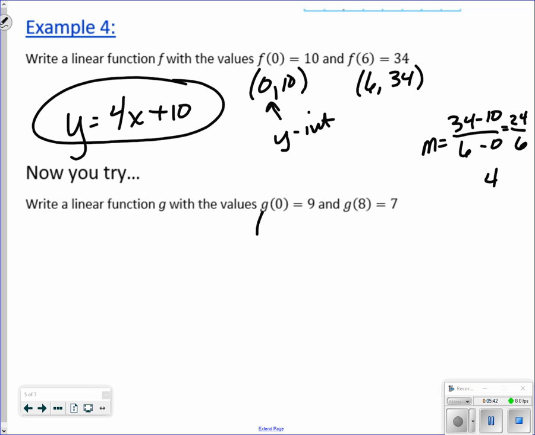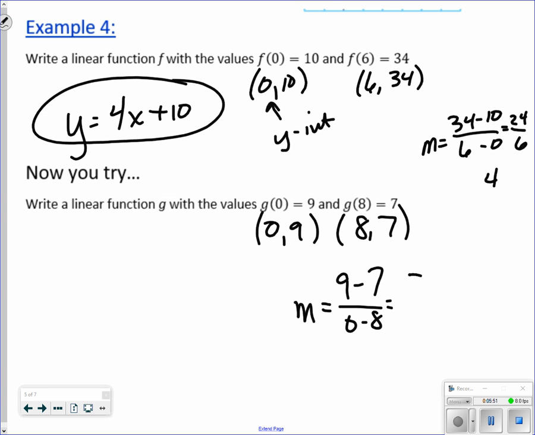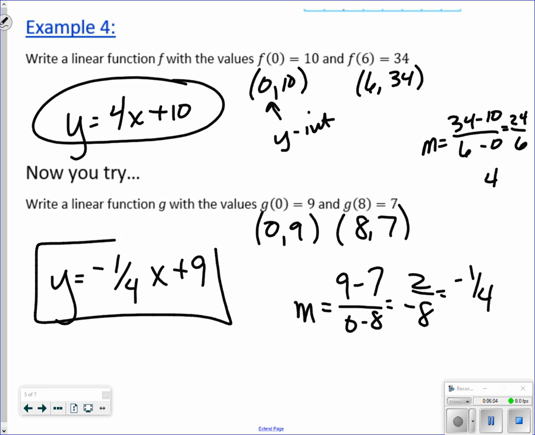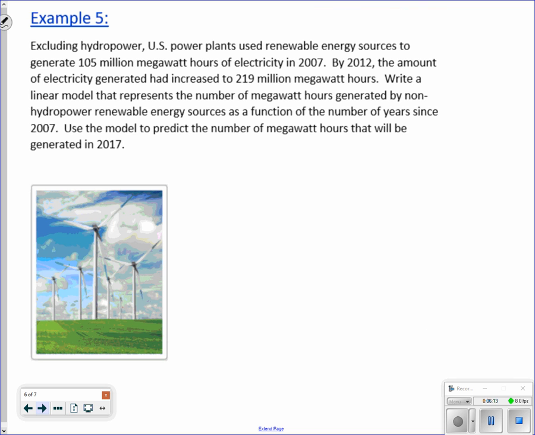All right, welcome back. This would be the point (0, 9). This would be the point (8, 7). So finding the slope, y minus y over x minus x, I get a slope of negative 1/4. Again, (0, 9) is the y-intercept, so I end up with y equals negative 1/4 x plus 9. Because again, y equals mx plus b, and the b is the y-intercept, or the (0, 9).